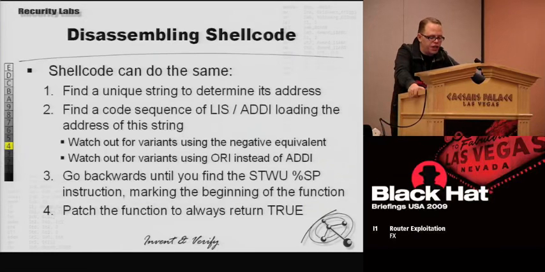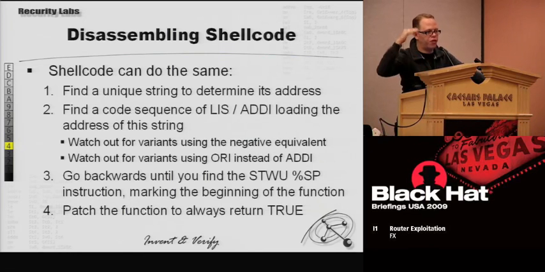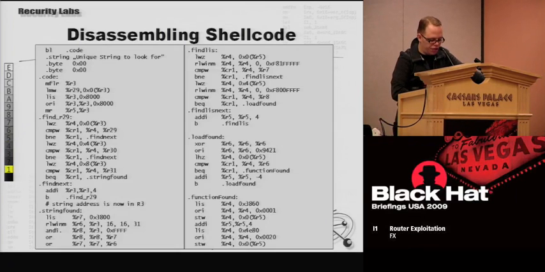So you actually write a shellcode that disassembles and that finds this unique string. Then it goes through all the memory and disassembles all the instructions, searching for a load immediate followed by an add that loads exactly the address of the string into the register, which is going to be that one function that you're looking for. Then you disassemble backwards until you find the stack setup of the function, and then you just tell this function to return true. If you're interested, this is how it looks.